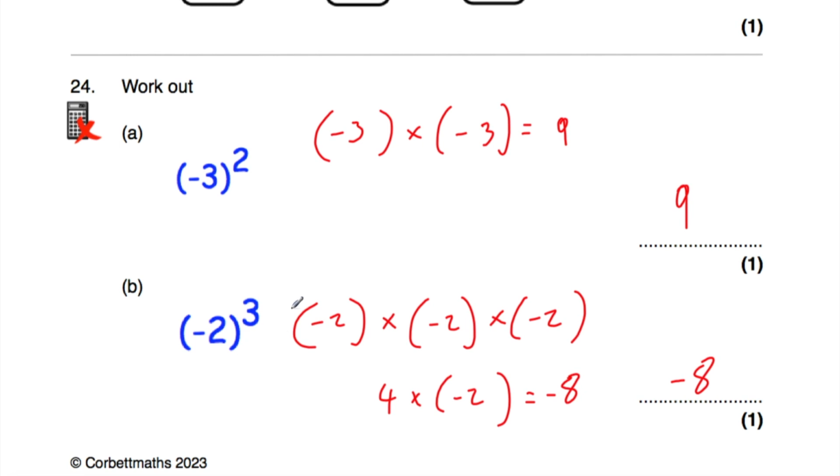And let's just check that. -2 times -2, well, negative times negative is a positive, 2 times 2 is 4, so that's going to be 4. And then we're multiplying that by -2, so a positive times a negative is a negative, and 4 times 2 is 8. So the answer would be -8.